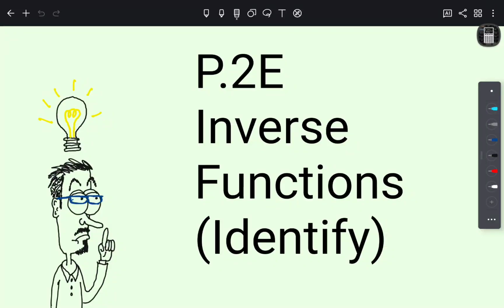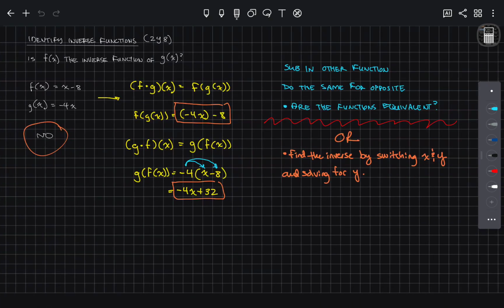Inverse functions, identifying if two functions are invertible. When given two functions, you have two routes you can take. One is to rearrange the given function, or one of the given functions, to switch the x and y and then solve for y all over again. That switches your input and output, and it allows you to solve for a new input and output, the opposite of what the original function was.